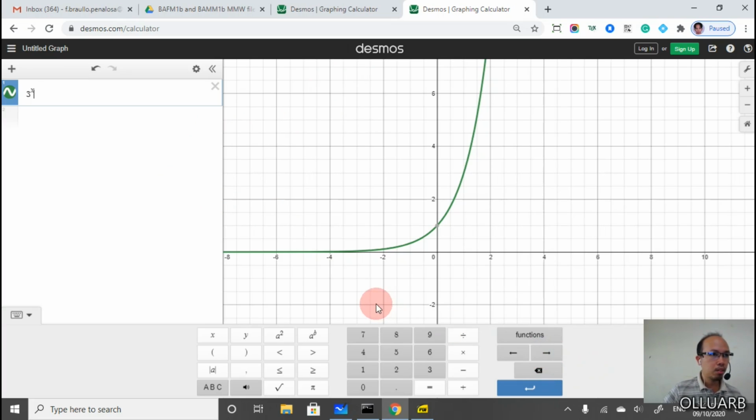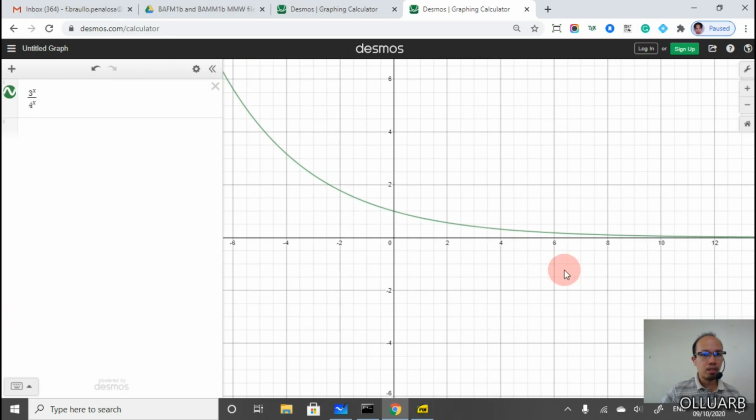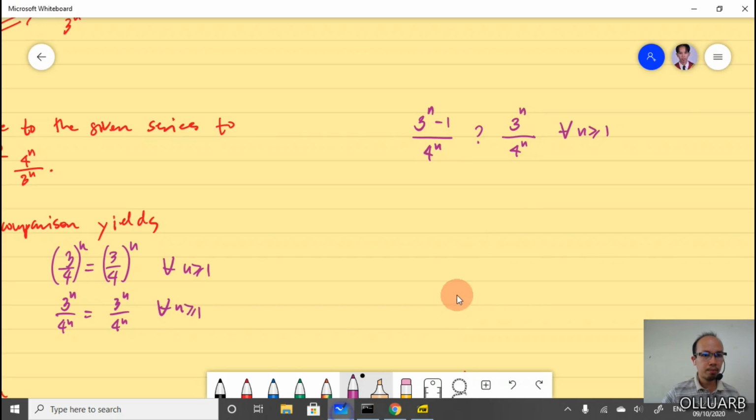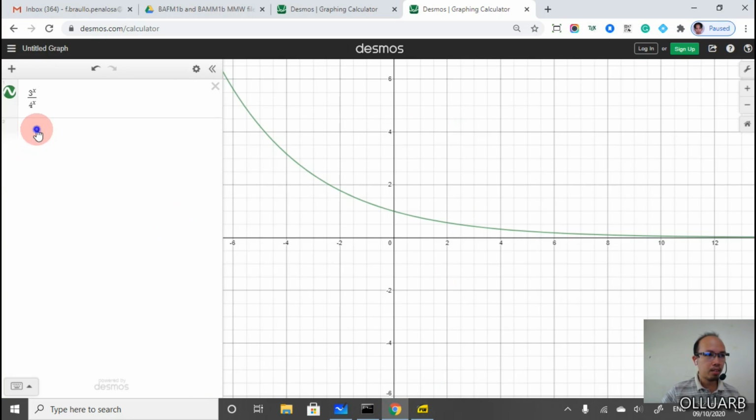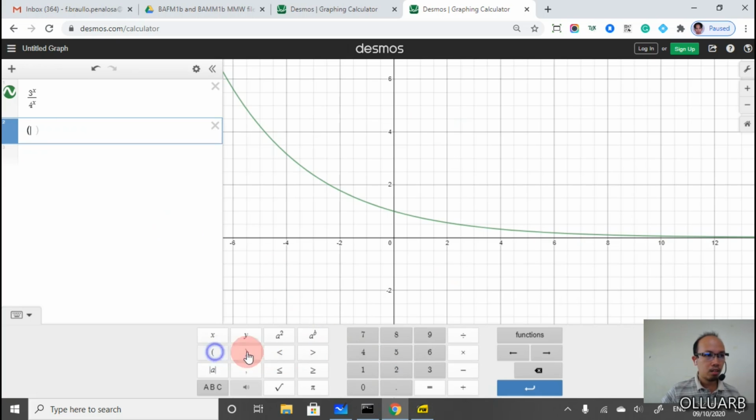Let's move divided by 4 to the x. This is the graph of 3 to the x over 4 to the x, this one. Okay, so let's try to graph the left hand side. Let's put a grouping symbol.